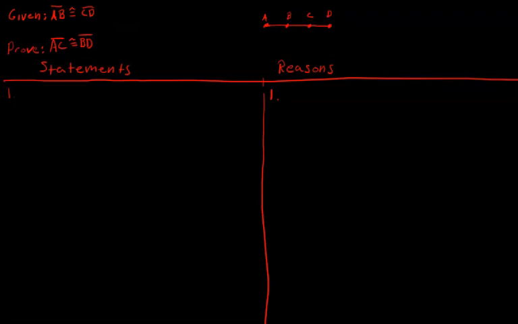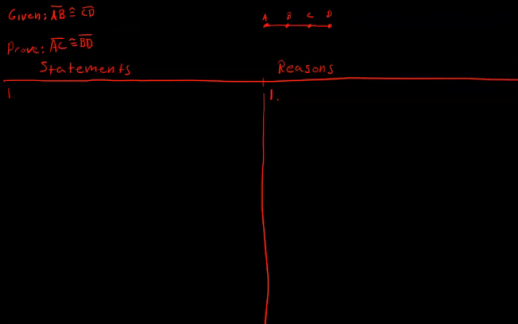Let's say that we're given that segment AB is congruent to segment CD, and we wanted to prove that segment AC and BD are congruent. So, like most of our proofs, we're going to start step 1 with our given.